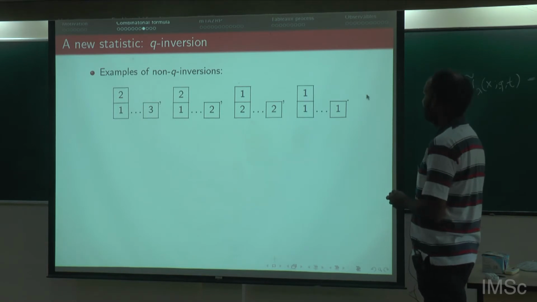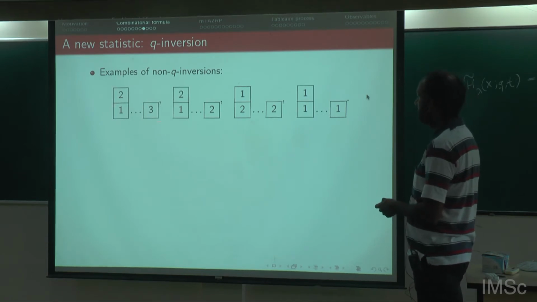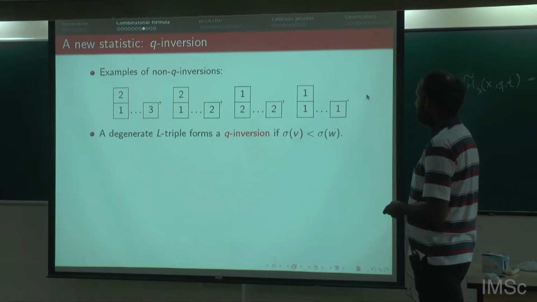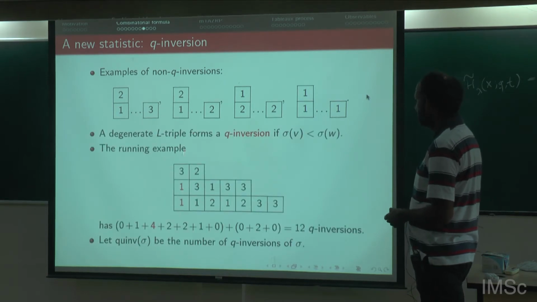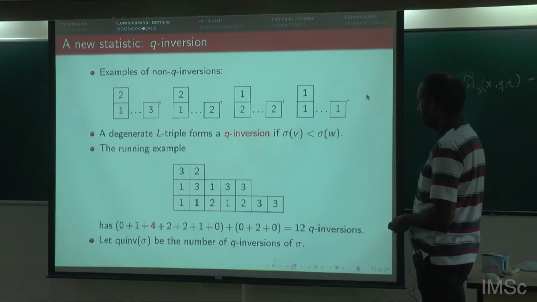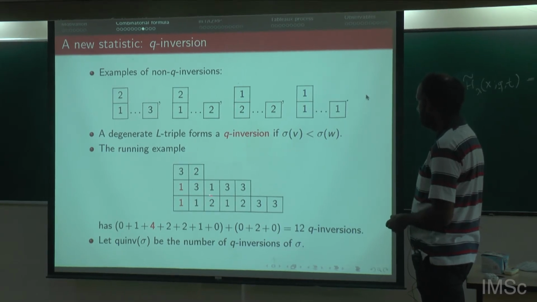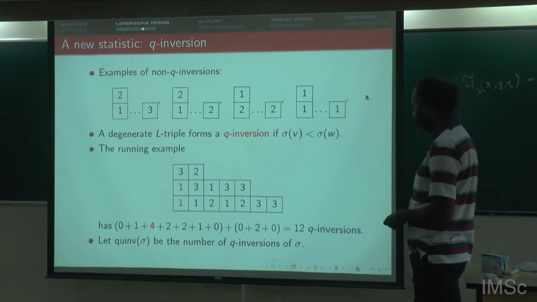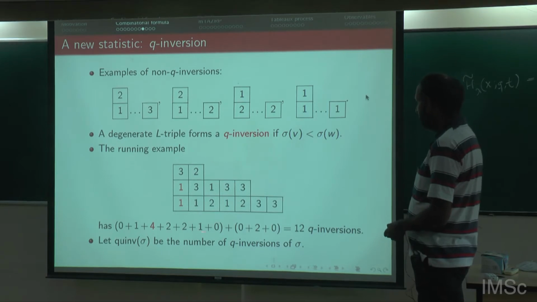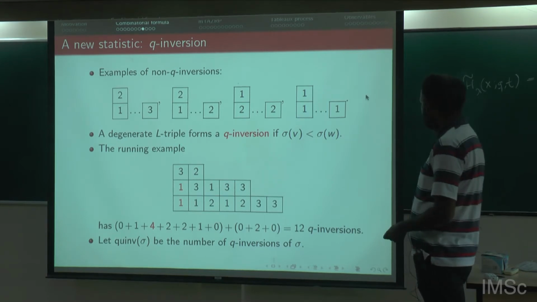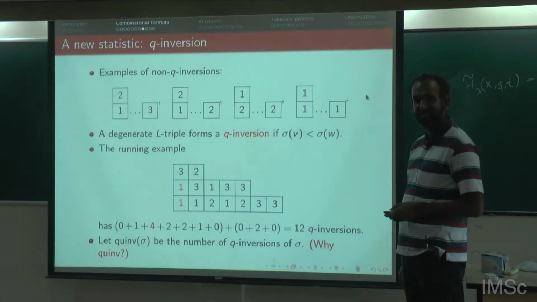You anticipated my question. So again, this is a non-example of a Q inversion. And okay, forget about degenerate cases. So again, in this case now, if you have 2 entries which are equal one above the other, then the third entry should not be equal to that. So we have 4 contributions to this UV pair from W, which is this, this, this, and this. So that's the 4. And quinv is the number of Q inversions, and why quinv, which is Amri's question.